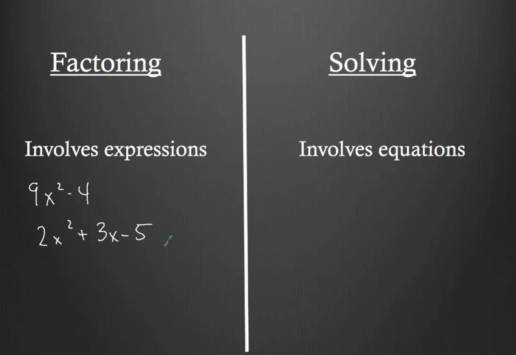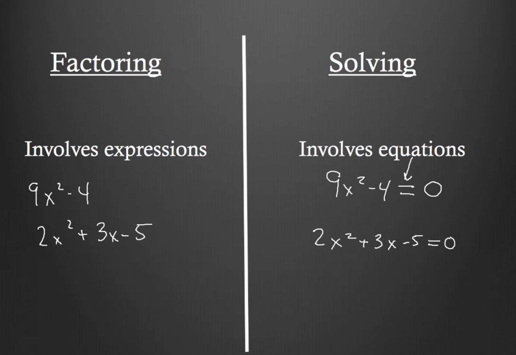Whereas solving would be something similar, only if you had 9x squared minus 4, that would be set equal to 0. Because why? That is an equation, because you see that thing right there? That's called an equal sign. Solving involves equations. So if you had 2x squared plus 3x minus 5 equals 0, you could solve that equation. Expressions cannot be solved. They can only be factored.